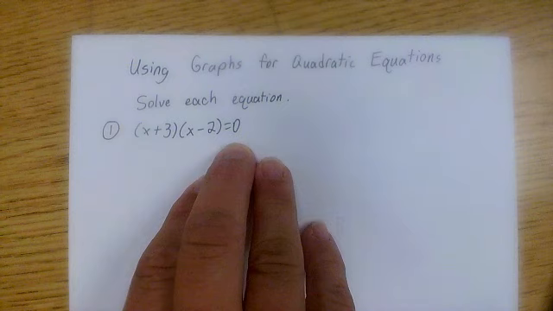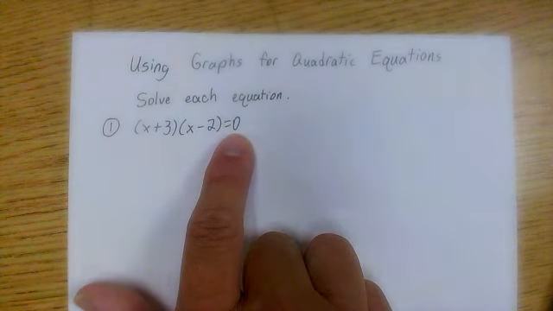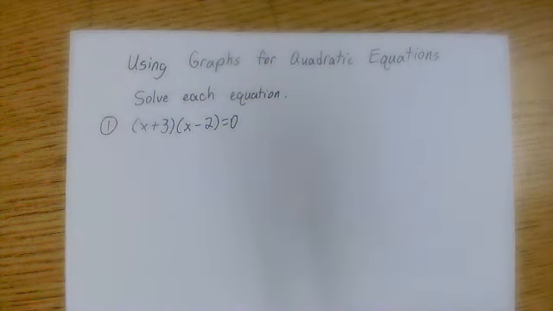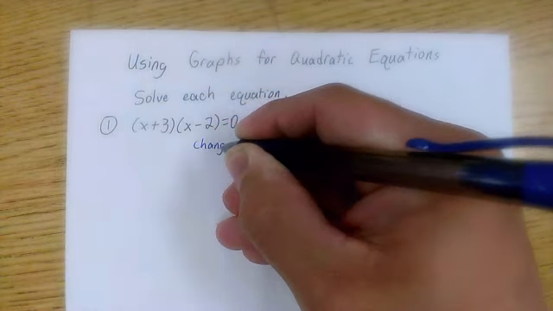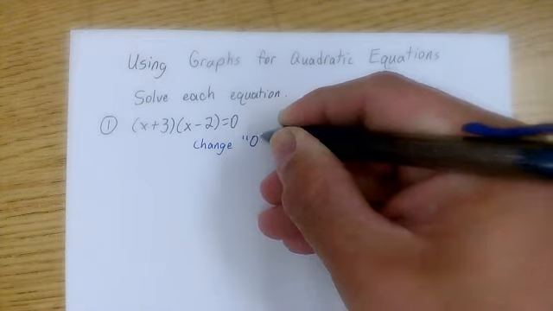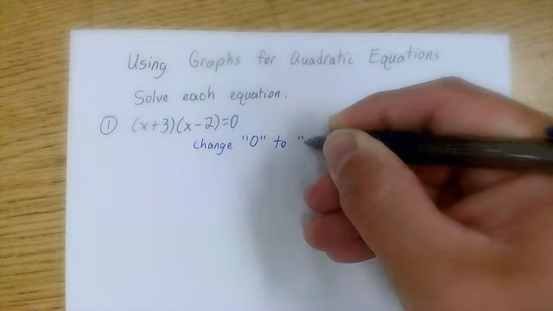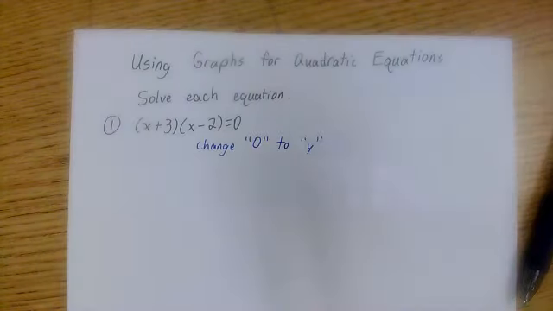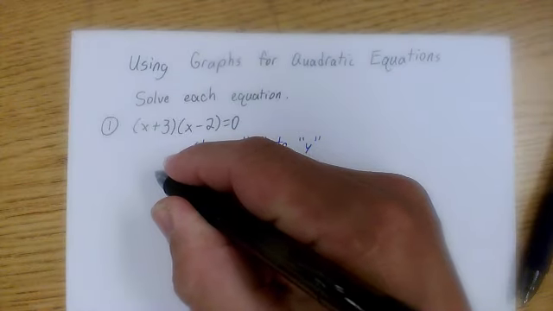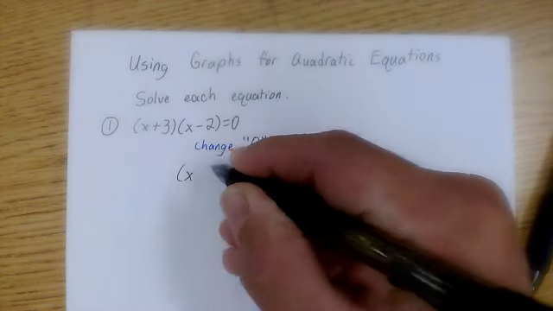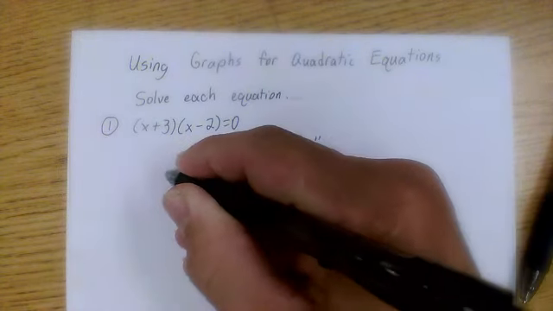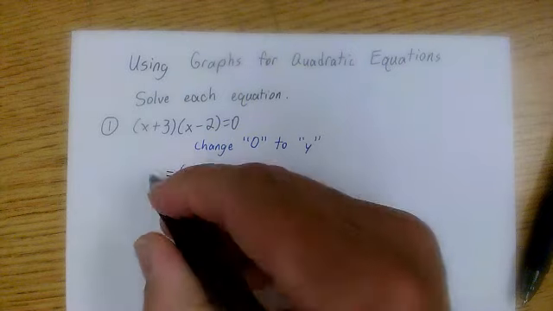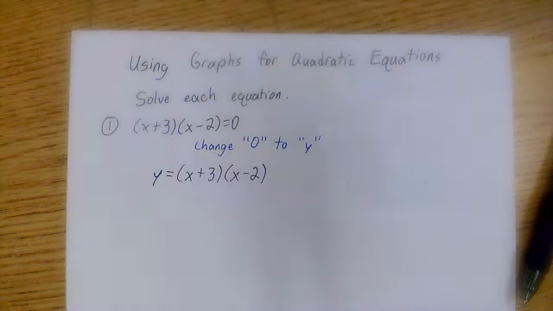If we're going to use a graphing calculator, it only makes sense if we're going to have a function here. So I'm actually going to change the 0 to y so I can actually get it graphed. So what I'm going to be graphing is x plus 3 times x minus 2, but instead of equal to 0, I'm going to have it equal now to y. This is now a function that can be graphed, and that's what I'm going to do right now.